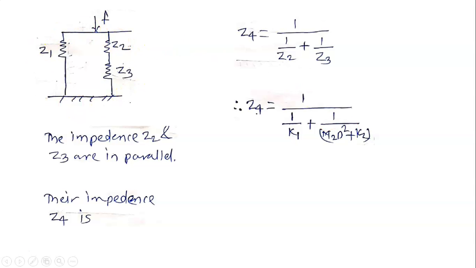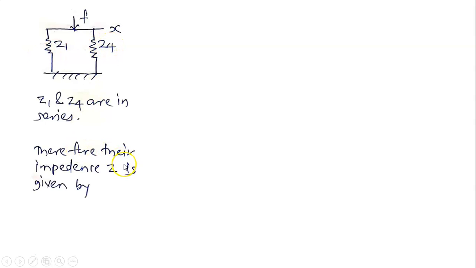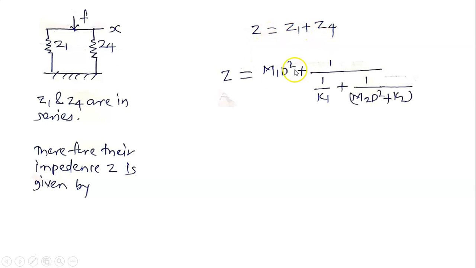Now, this diagram we will redraw again. Instead of z2 and z3, we draw here z4, and z1 will remain as it is. Therefore, z1 and z4 are in series now. Their impedance z is given by z is equal to z1 plus z4. Substituting the values of z1 and z4, z is equal to m1D square plus 1 divided by (1 upon k1 plus 1 upon m2D square plus k2).